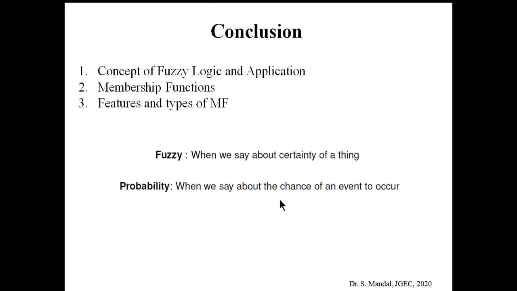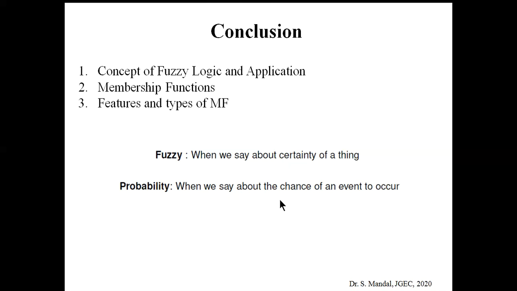So coming to the conclusion, in this class we have discussed the concept of fuzzy logic and its application, and the most important part of fuzzy logic is the membership function, and it defines the degree of truth or degree of membership for a particular element belonging to a particular fuzzy set. Okay. And moreover, we also discussed different kinds of features and other types of membership function that can be used to represent a fuzzy logic, or fuzzy set. Okay.